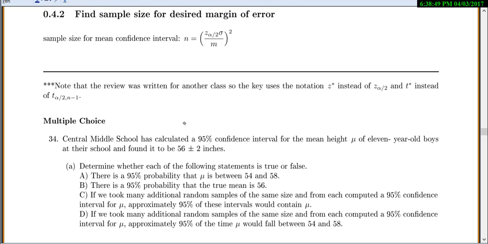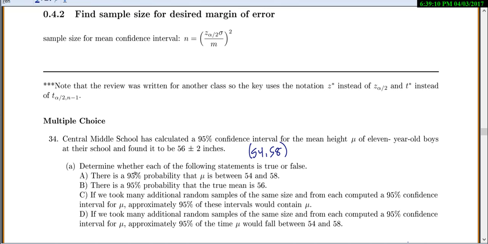Let's look at 34. Central Middle School has calculated a 95% confidence interval for the mean height mu of 11-year-old boys at their school and found it to be 56 plus or minus 2 inches. So 54 to 58 inches. Let's determine whether each statement is true or false.